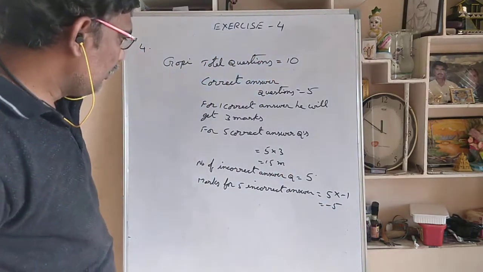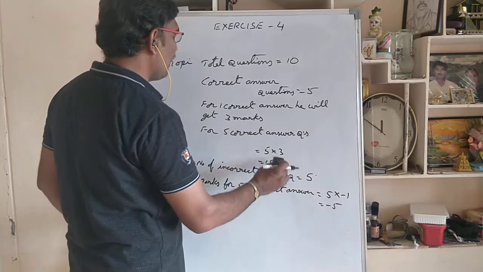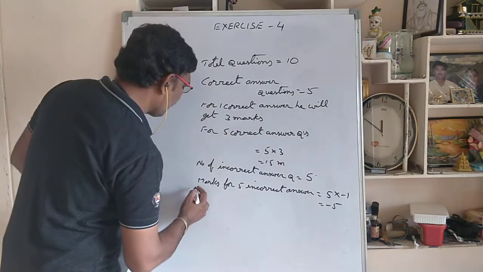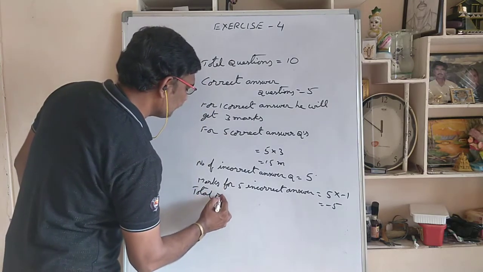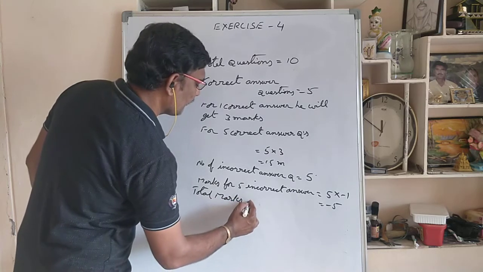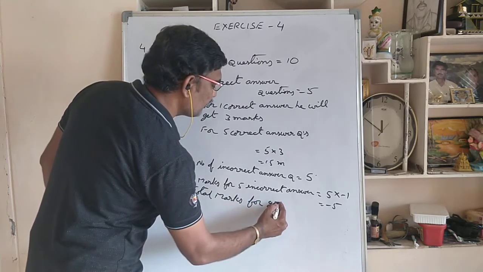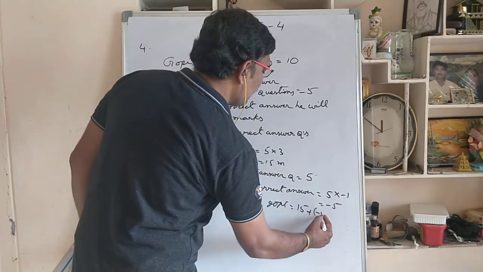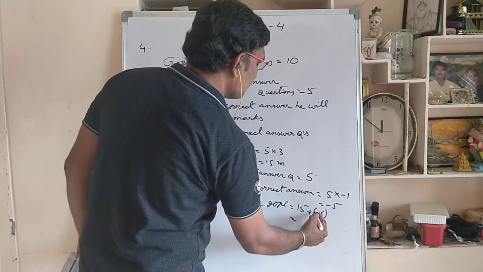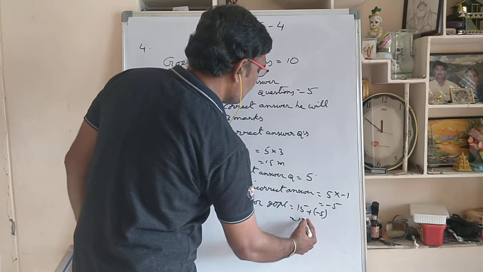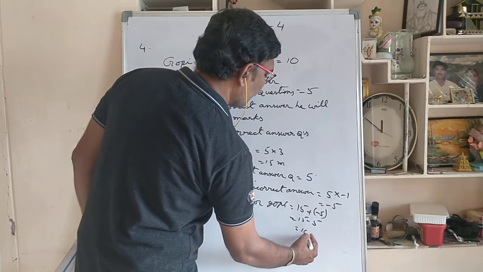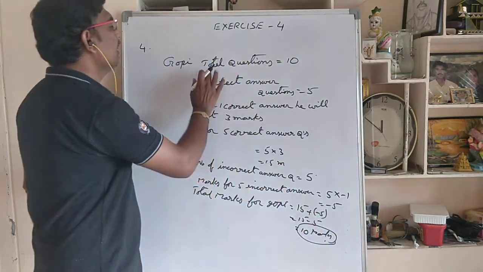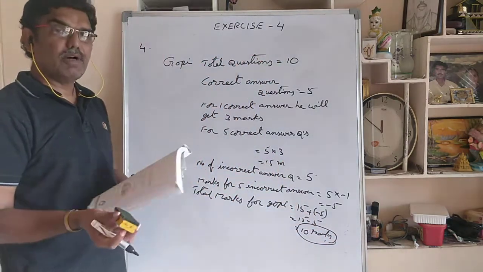Now, total marks obtained by Gopi. What you should do is 15 plus minus 5. Plus into minus means 15 minus 5, so you are getting 10 marks. So he will get 10 marks if 5 questions are correct and 5 are incorrect.